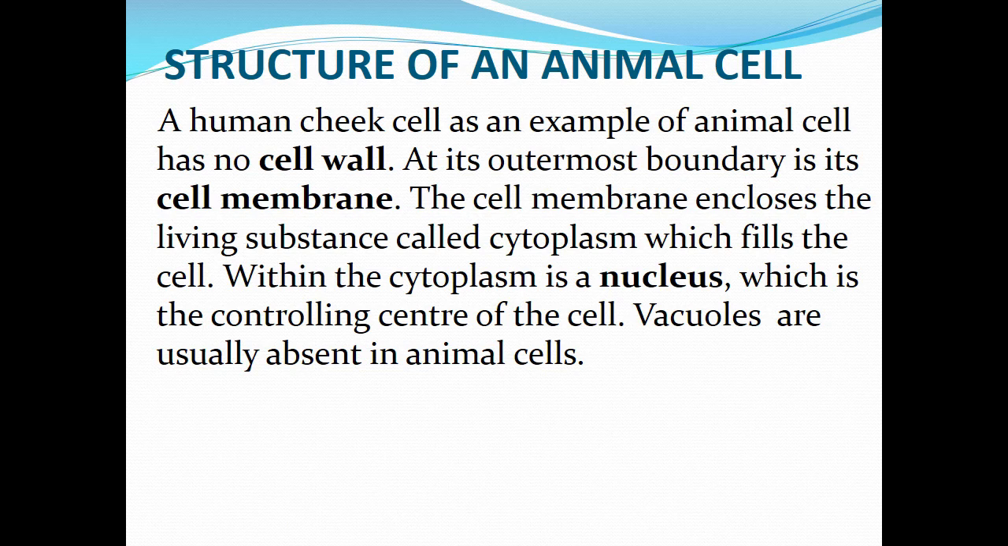And then next we looked at the structure of the plant cell, and we said the plant cell has structures like the cell wall, the cell membrane, the cytoplasm, the nucleus, the vacuoles, and also the chloroplast. And then we moved on to look at the structure of an animal cell. We said the animal cell does not have a cell wall. All it has is the cell membrane, cytoplasm, and nucleus, and vacuoles are absent. So when we meet next, we'll continue from where we stopped, and we'll be looking at the differences between plant and animal cells.